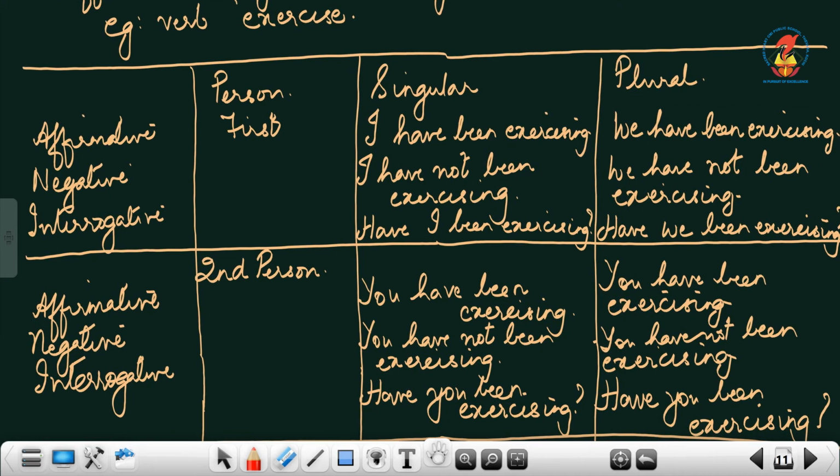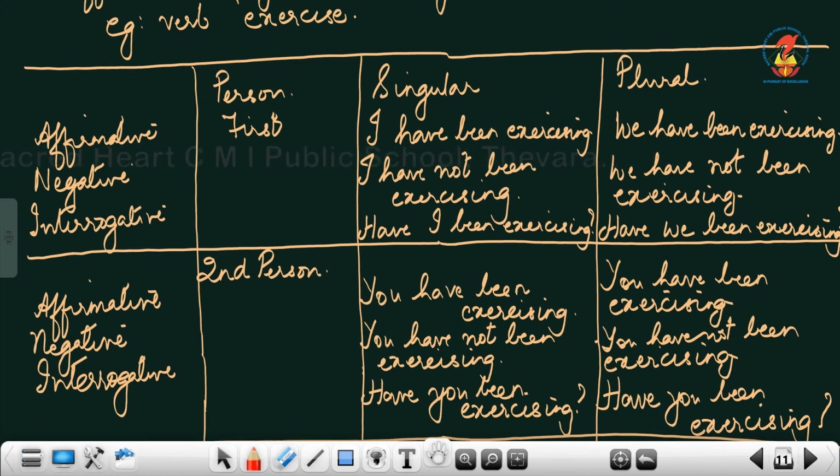How are you going to express it in the first person singular and in the plural when it comes to the affirmative? So here: I have been exercising, present perfect continuous tense in the singular form. How will you express it in the plural? We have been exercising. Okay, then negative, as I've told you, you just have to insert the word "not" there to make that sentence negative. So, I have not been exercising. We have not been exercising.